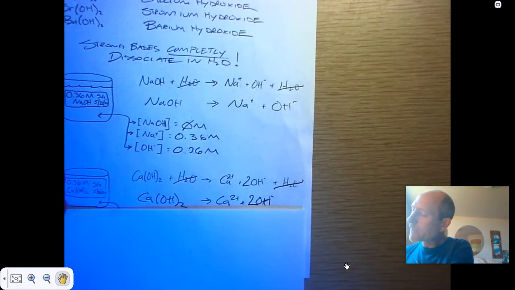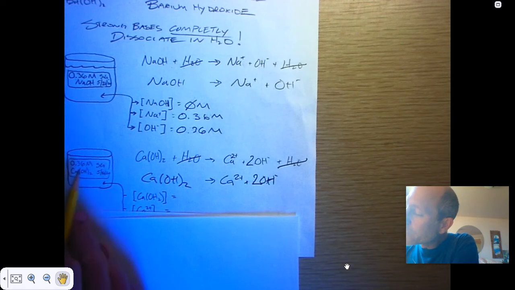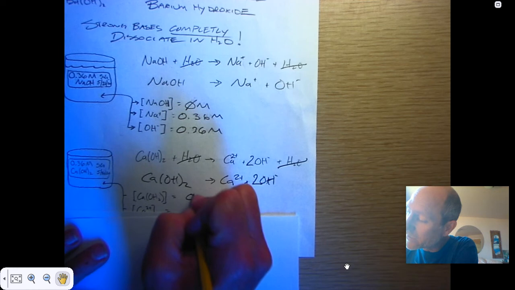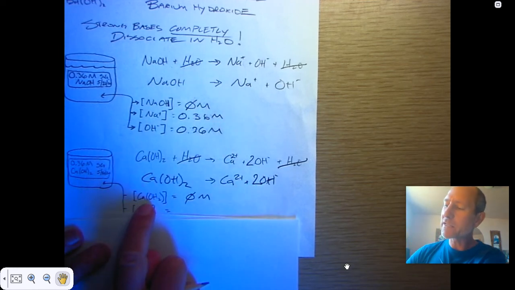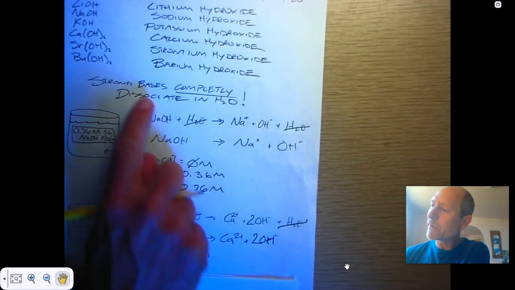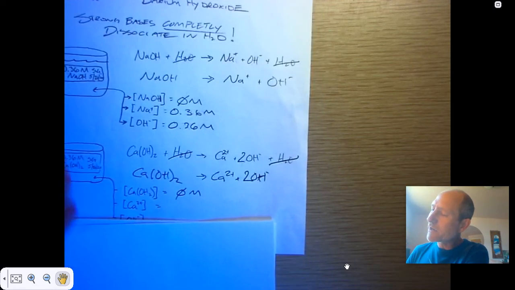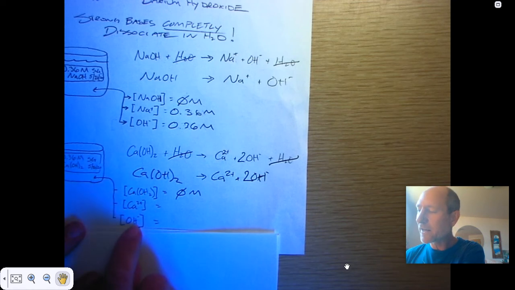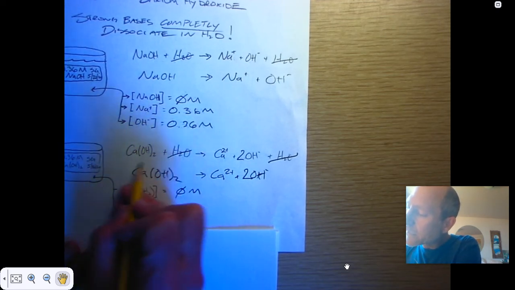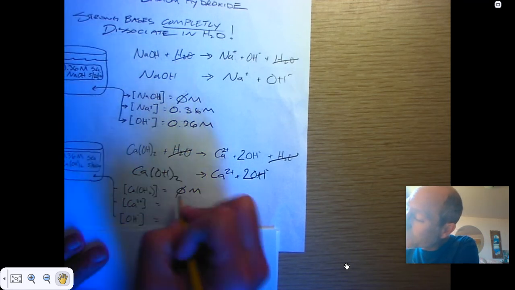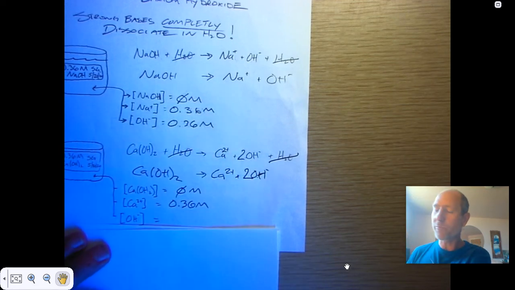And that's important because if we have a solution of calcium hydroxide at a concentration of 0.36, then the calcium hydroxide actual concentration is going to be 0 molar. And the reason why is because calcium hydroxide is a strong base, and strong bases completely dissociate in water. So as soon as you put it into water, it's not going to be calcium hydroxide anymore. It's going to be calcium ions and hydroxide ions. And the ratio of calcium ions to calcium hydroxide is 1:1. So your concentration of calcium ions is going to be 0.36 molar.